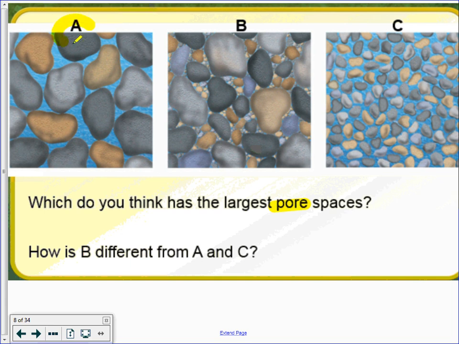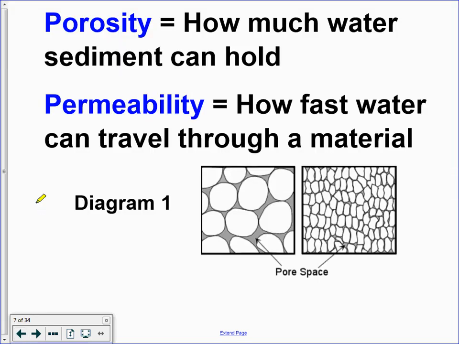Well, obviously letter A has the largest spaces between. The big difference is how is B different from A and C? Well, B has a mixture. B is what we have outside. B is the reason the campus gets puddles 2 seconds after it starts to rain. Because you have a mixture of sediments, it's extremely challenging for the water to go through. You have big sediments, then medium size, and then little ones, so there's not a lot of pore spaces.